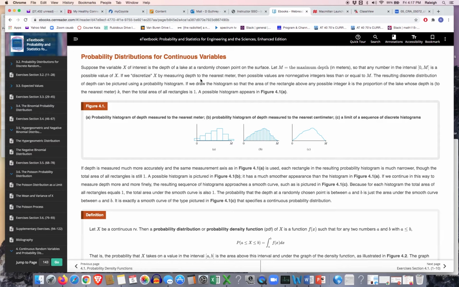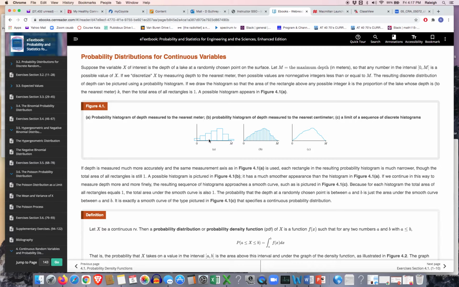And you can measure the depth to the nearest meter, discretizing it, they say. Possible values are non-negative integers less than or equal to m. And so we just talk about integers only. And the resulting discrete distribution can be pictured by using a probability histogram such as this.